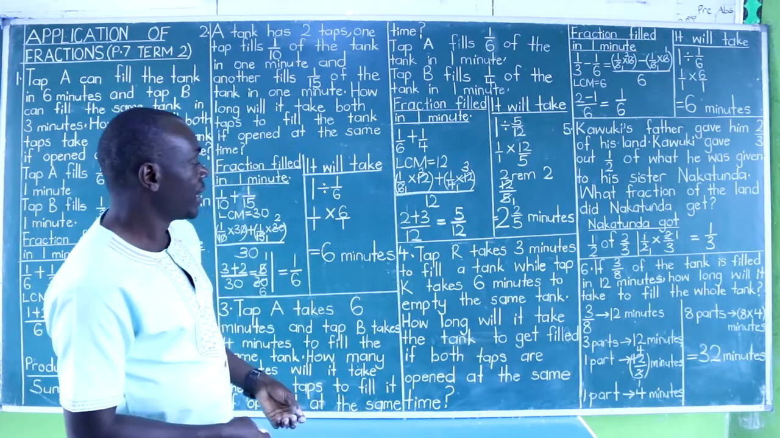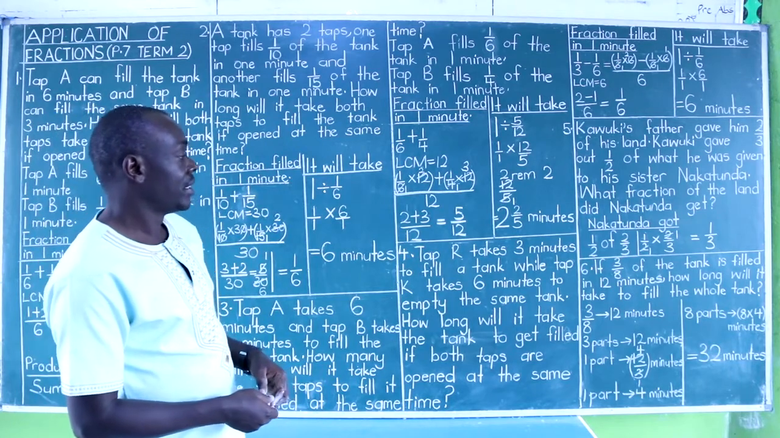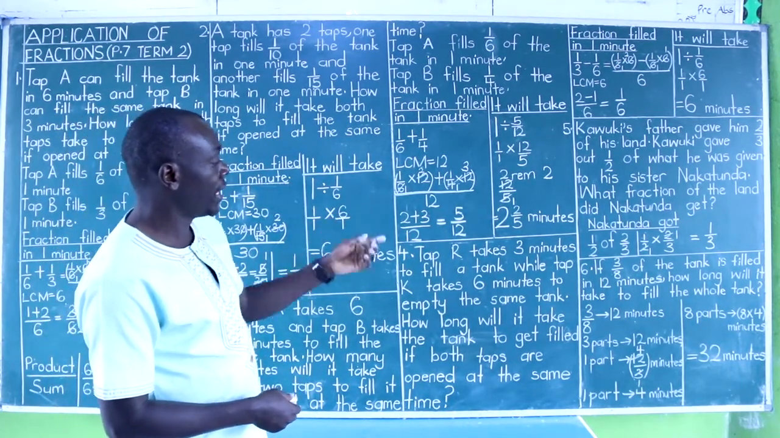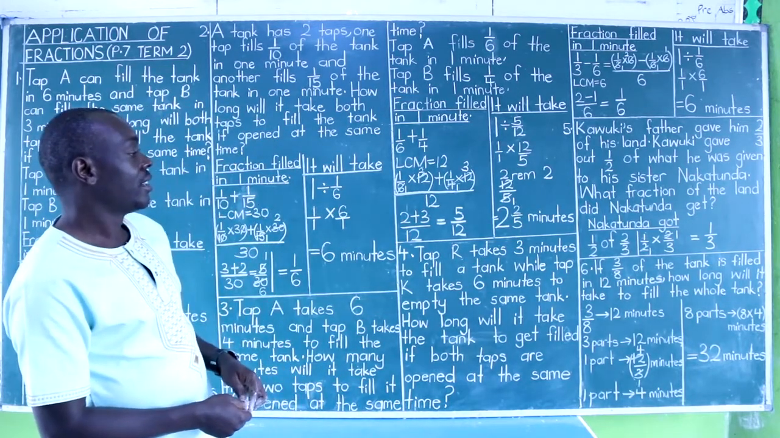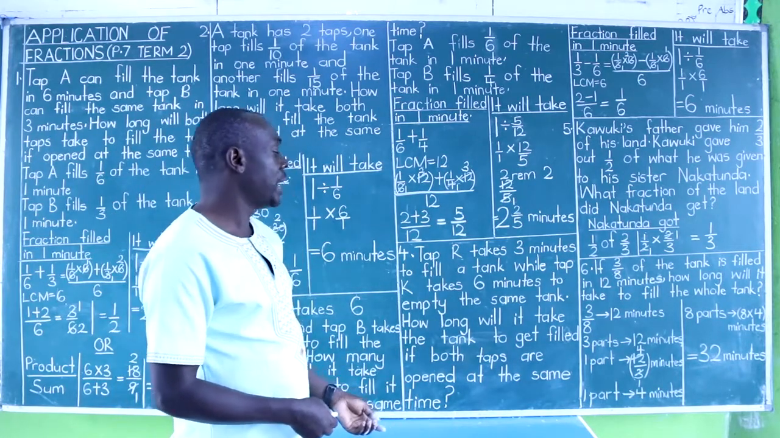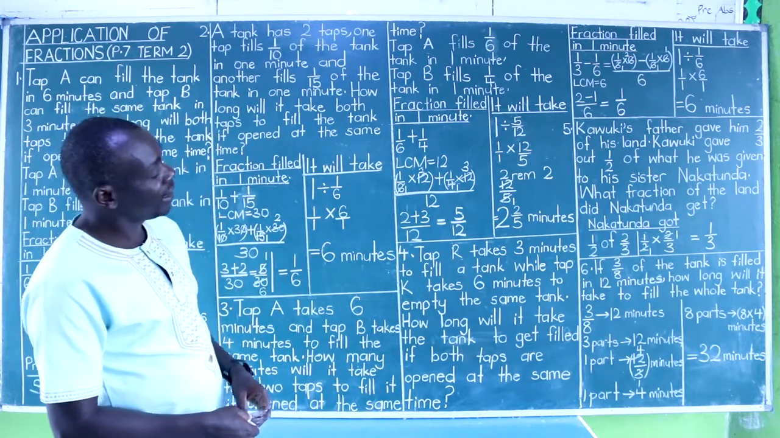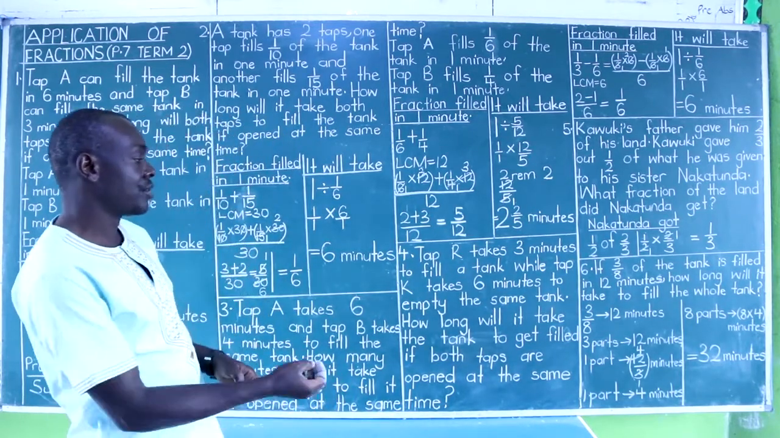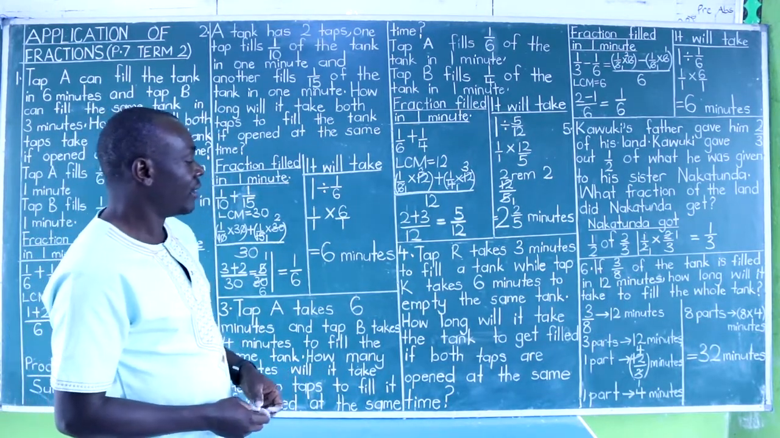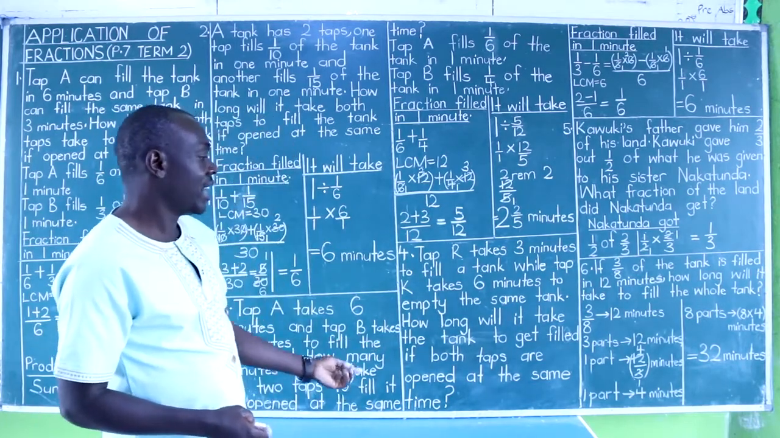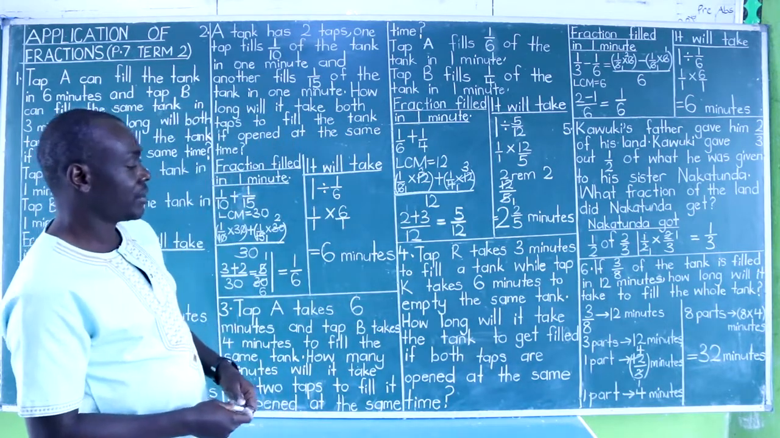As you look at number 4, I know it's bringing something else as opposed to the addition we apply there. It reads: tap R takes 3 minutes to fill a tank, while tap K takes 6 minutes to empty the same tank. So here you realize one is filling, another one is drawing out. It's emptying the tank. Now how long will it take the tank to get filled if both taps are left open at the same time?